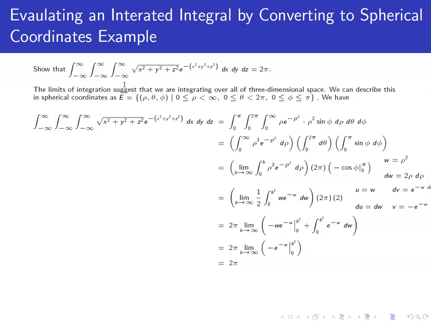Instead, let's convert this to spherical coordinates and see that we actually only end up with one improper integral. If we're integrating over all of space, certainly the distance that we can get from the origin goes off to infinity. So our rho definitely has to go from 0 to infinity. But the other two variables in spherical coordinates don't have infinite limits of integration, because all we need to do is rotate around on the xy plane.